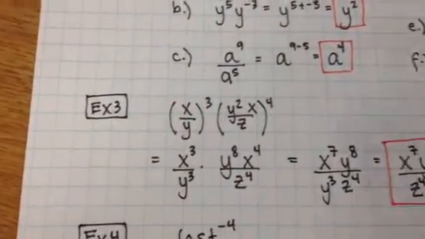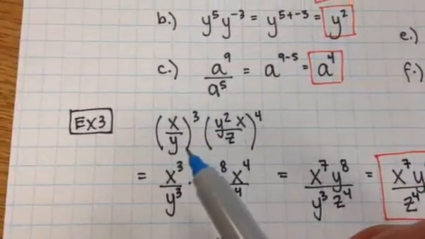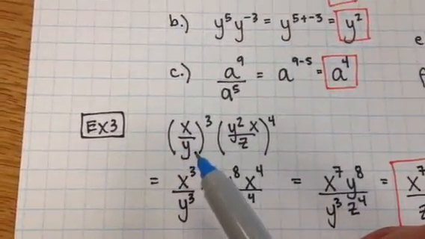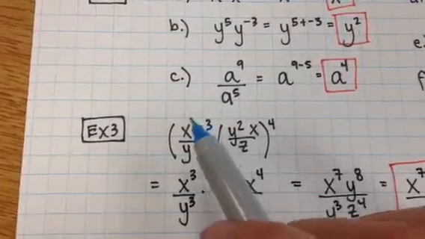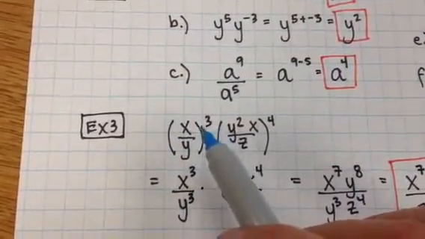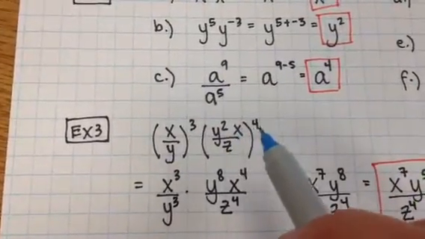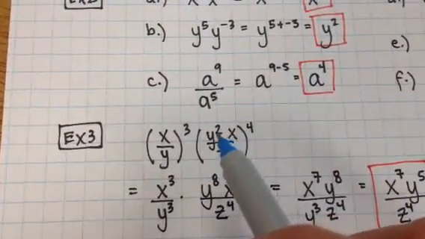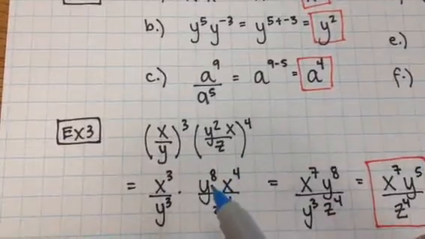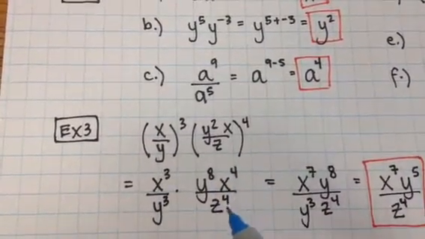Coming over to example 3, this is just the same type of problem, but using all of those rules at once. The first thing I did in this problem is distribute the 3rd power to the x and the y. You'll see that here. And then I distributed the 4th power to everything inside this parentheses. So y squared to the 4th is y to the 8th, x to the 4th, z to the 4th.